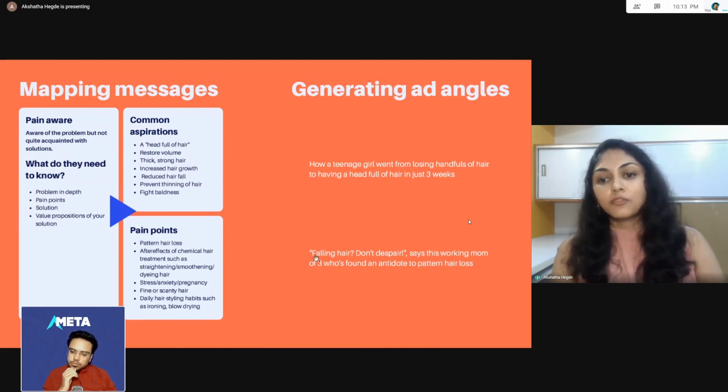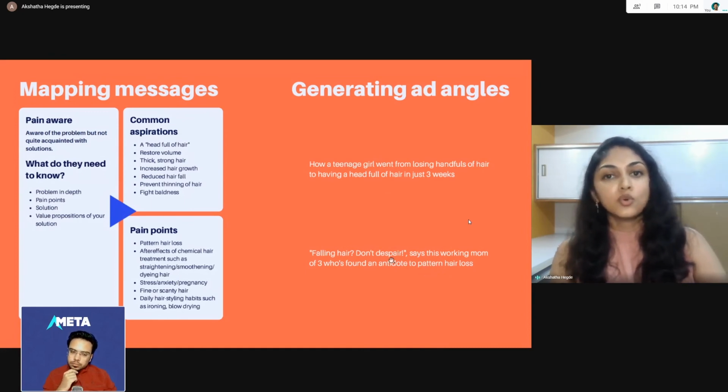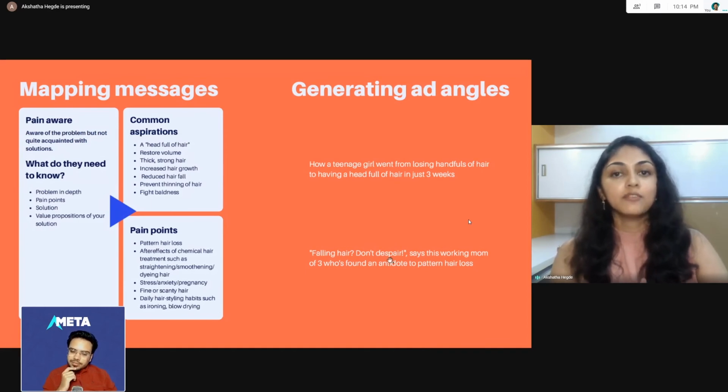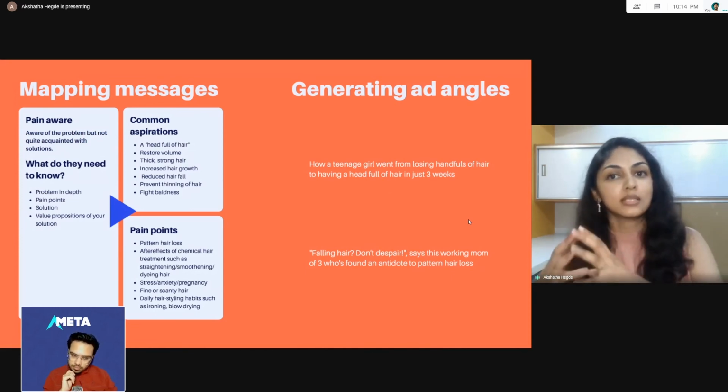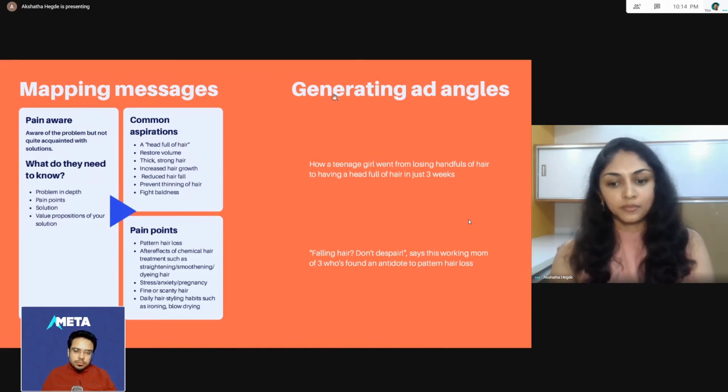So these people see falling hair, don't despair, says a working mom of three. They'll feel like, okay, that's like me. And then they'll be like, okay, found an antidote to pattern hair loss. That's what I'm suffering with. Let me take interest in this article. So these are two stories we run as ads. Remember, we're not running ads as ads, we're running stories as ads to elevate one stage of awareness prospects to the next stage of awareness. These stories will include something about our product and its features. So that is for the pain aware stage.